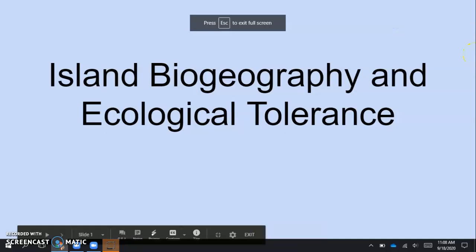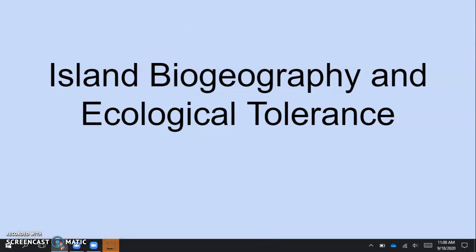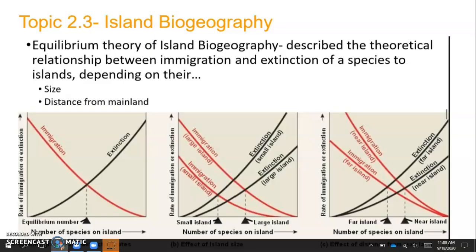Today we are continuing with our Unit 2, which is all about biodiversity. So today we're going to go over two topics. We're going to go over island biogeography and also ecological tolerance. So you should have downloaded your guided notes for the day. This presentation goes along with those notes, so we can go ahead and jump right into it.